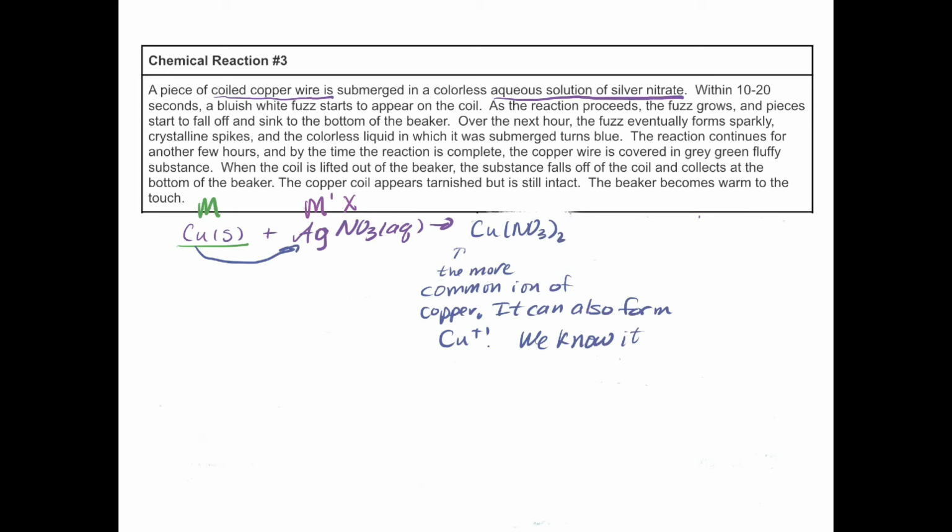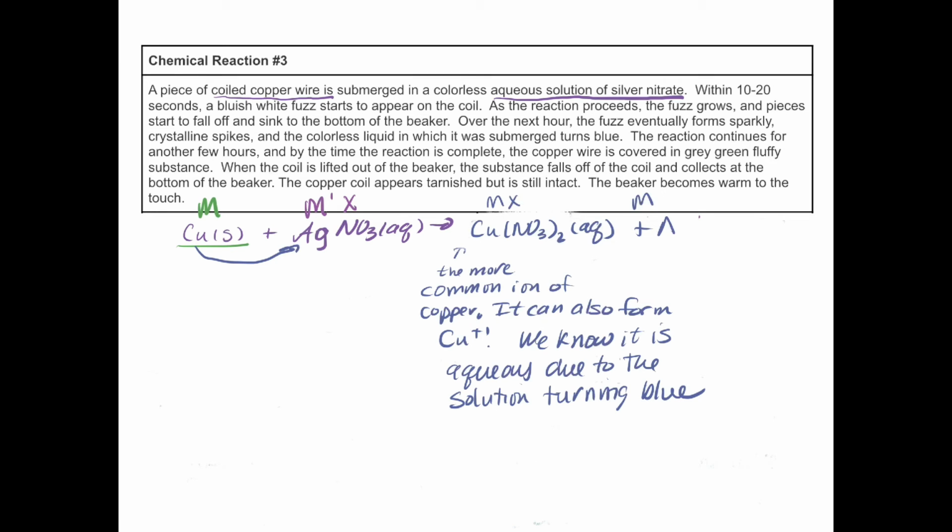And we know this one is aqueous because it gives us a blue solution in the end, and blue solutions are copper solutions. So I'm going to mark this one aqueous. And then we end up with Ag solid, and we know this again because of the description. They give us a nice white silvery solid, and that is our silver.